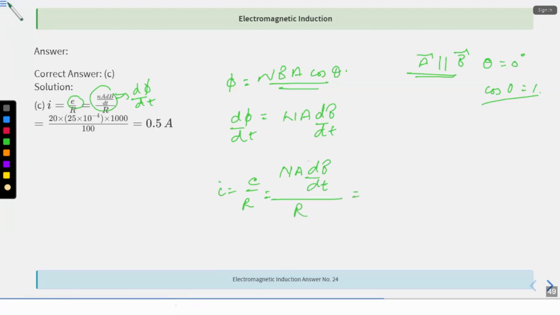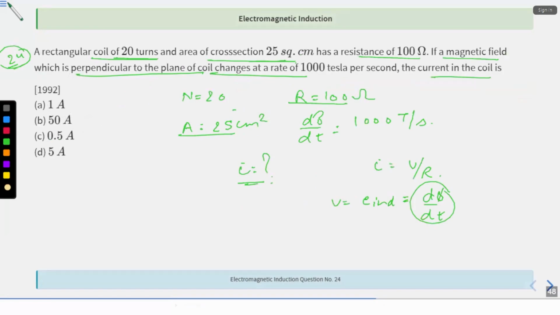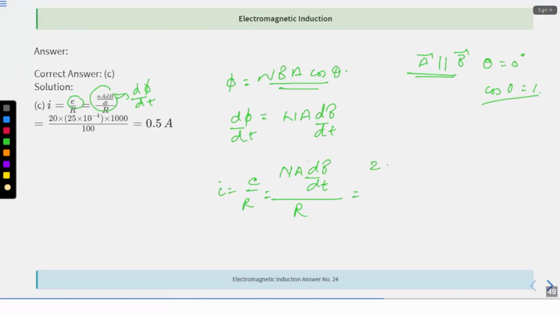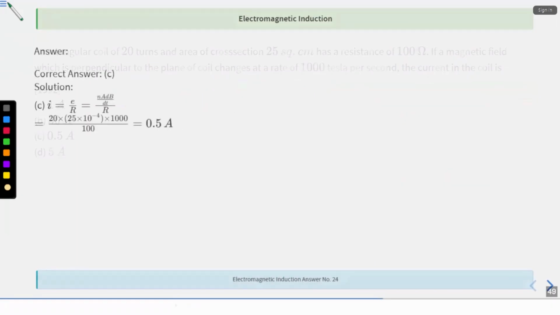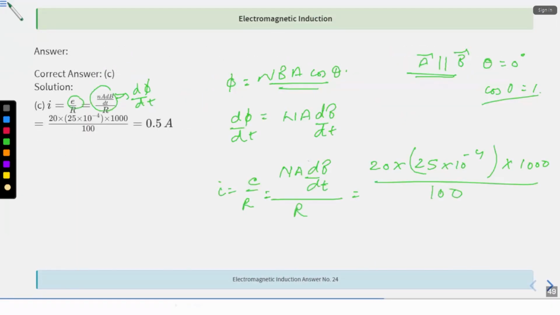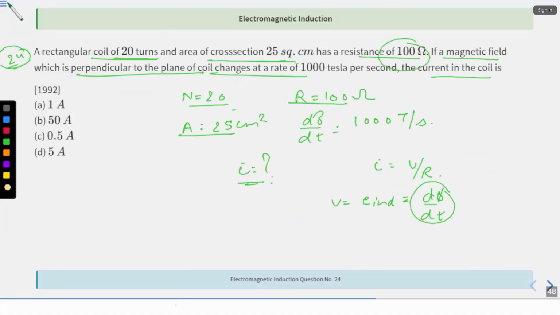N is given to us. N is 20, A is 25 centimeter square, which we need to convert into meter square, so multiply by 10 power minus 4. dB by dt is 1000. Divide by resistance. Resistance is 100 ohms, so divide by 100 ohms. Just solve this. You will get 5 here and 5 here, so it would be 5 into 10 power minus 1, that is 0.5. So 0.5 ampere would be your final answer, which is option C.